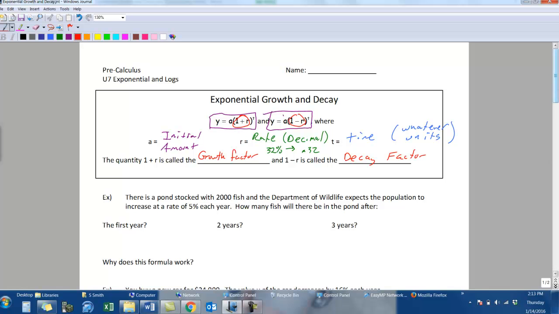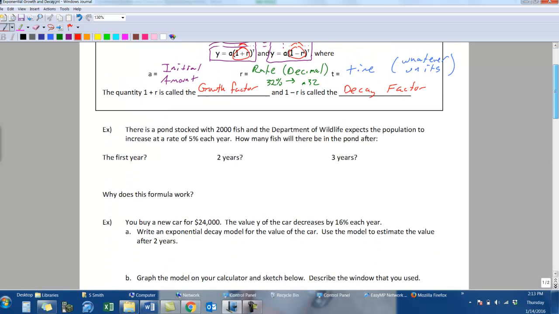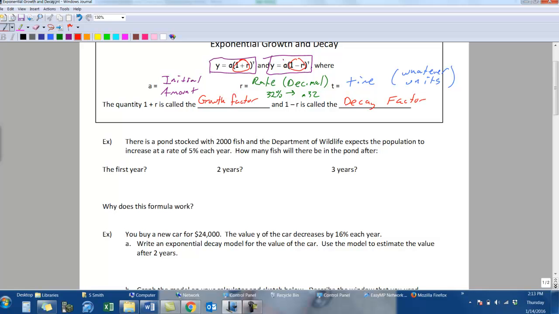So let's do our first example here, show you how and why this stuff works. There's a pond stocked with 2,000 fish. They increased at 5%. How many fish are there going to be after the first year? Well, the initial amount is 2,000 times, no, the fish are growing. We're increasing in fish, so it's going to be 1 plus 5%, which would be 0.05, raised to the first power, for the first year.